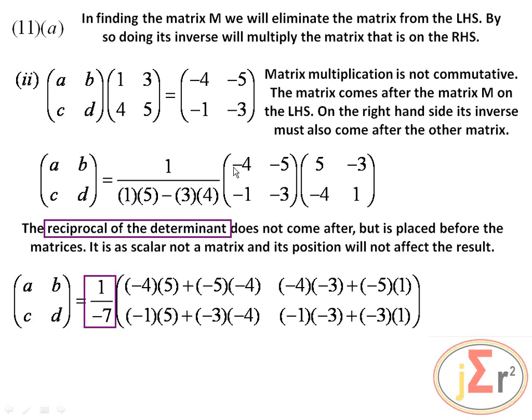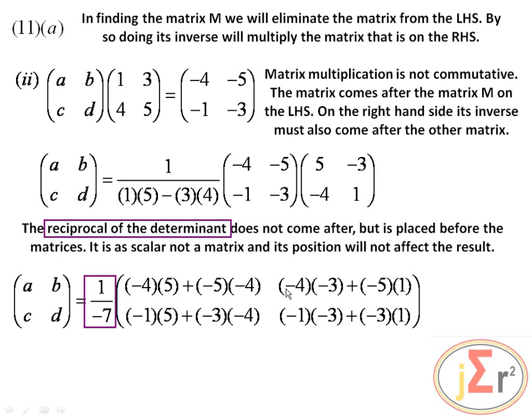Now we have -4, 5, -5, -4. Row by column. The upper with the left, the answer goes to the upper left. -4, 5, -5, -4. The upper with the right, the answer goes to the upper right. So -4, -3, -5, 1.